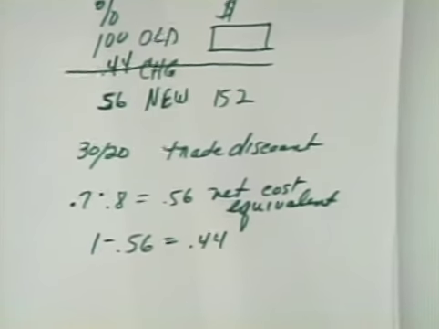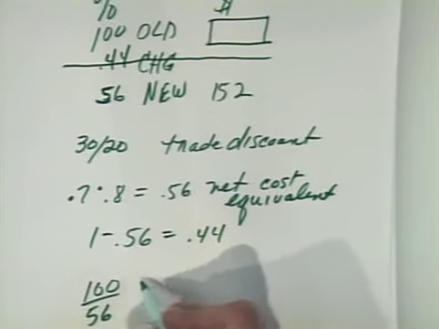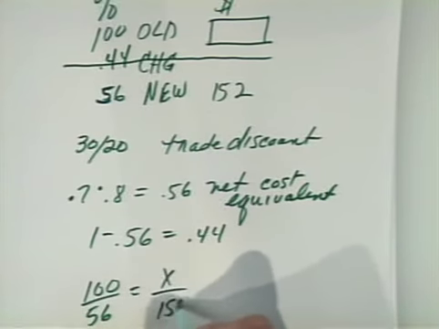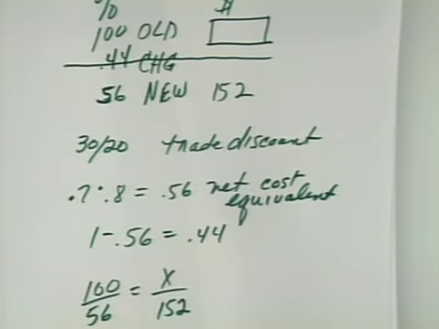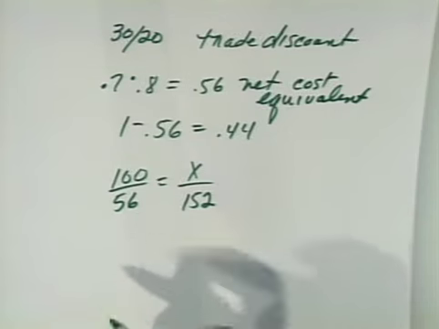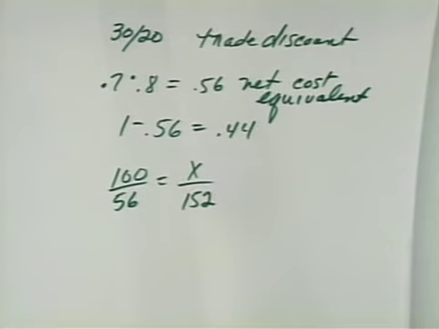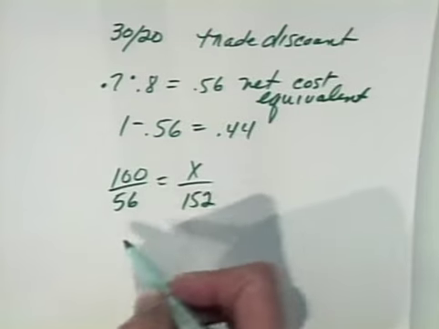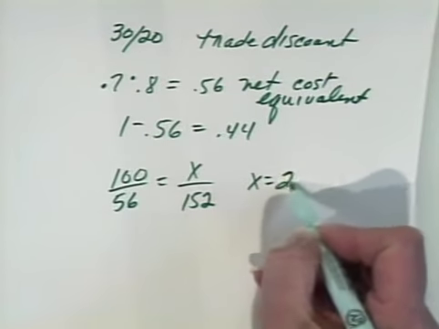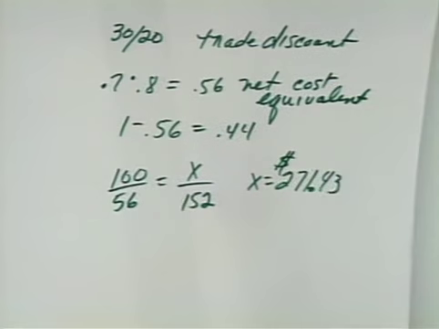Yeah, I see it. It is 100 over 56 equals x over 152. I don't have my calculator out of my bag today, but we're going to take 100 times 152 equals 56x, divide by 56. What did we come up with as the original list price? Keith, did that answer your question? Came out right? Good.